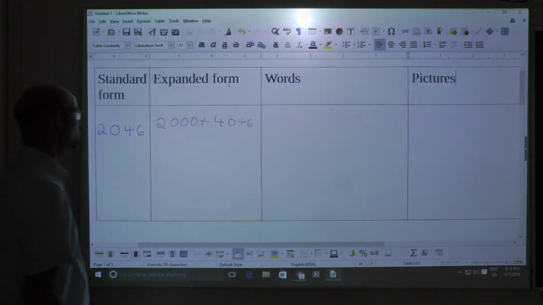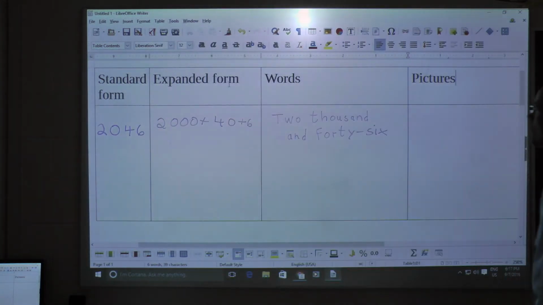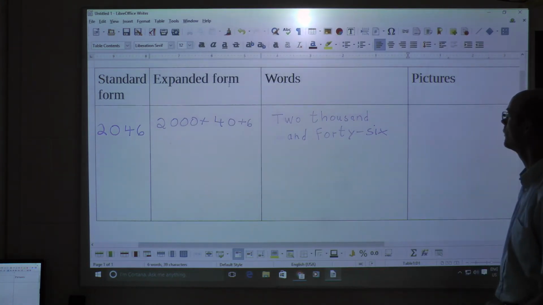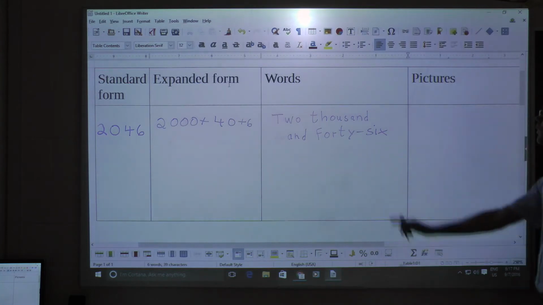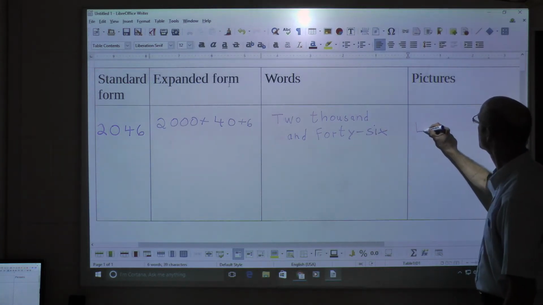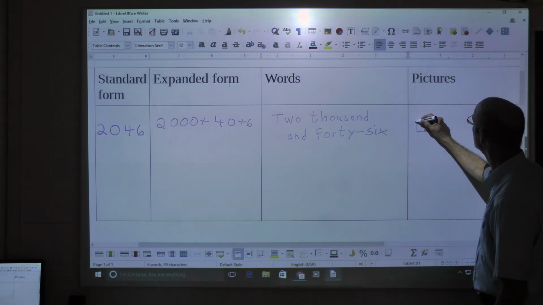Writing this out in words, it's going to look like this. 2,046. It's also okay to write 2,046. Pictures. Again, I'm not a Picasso, that's why Miss DeYoung teaches art.